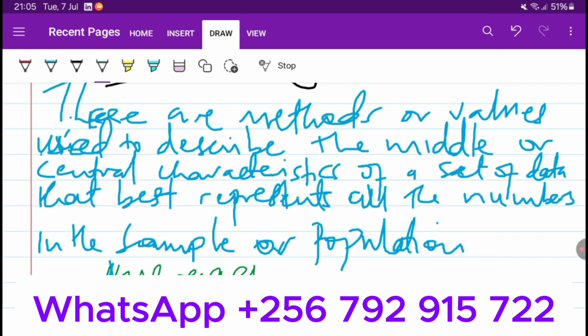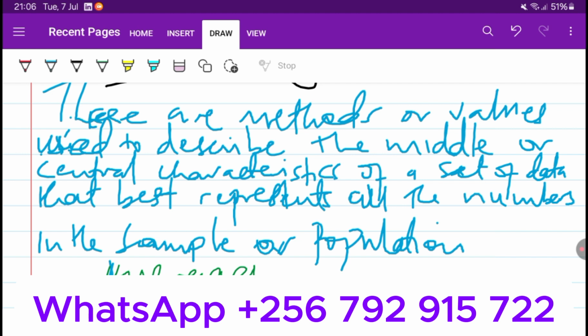So a measure of central tendency is just a value that represents the central entry of the data set. We don't want to get so much into the theoretical aspects. Maybe we can just look at the properties of measures of central tendency.